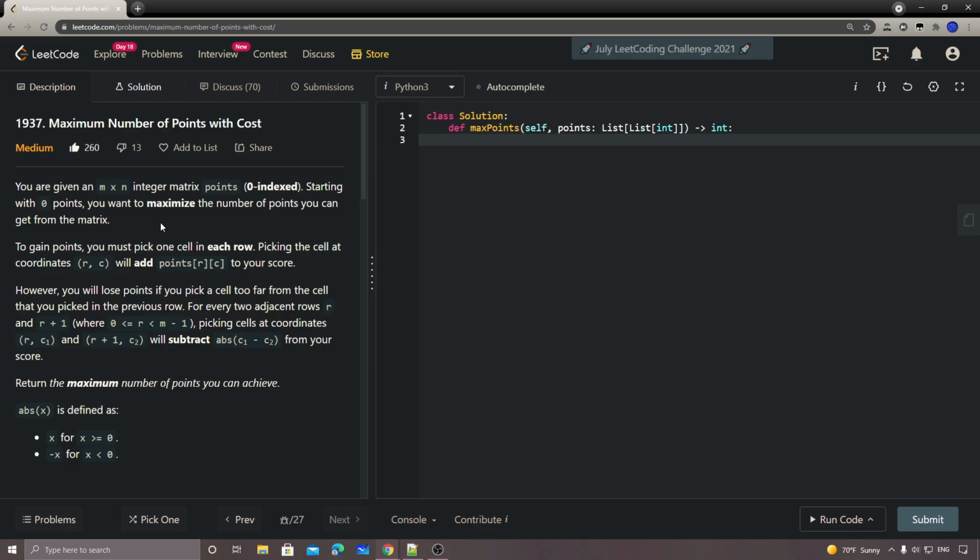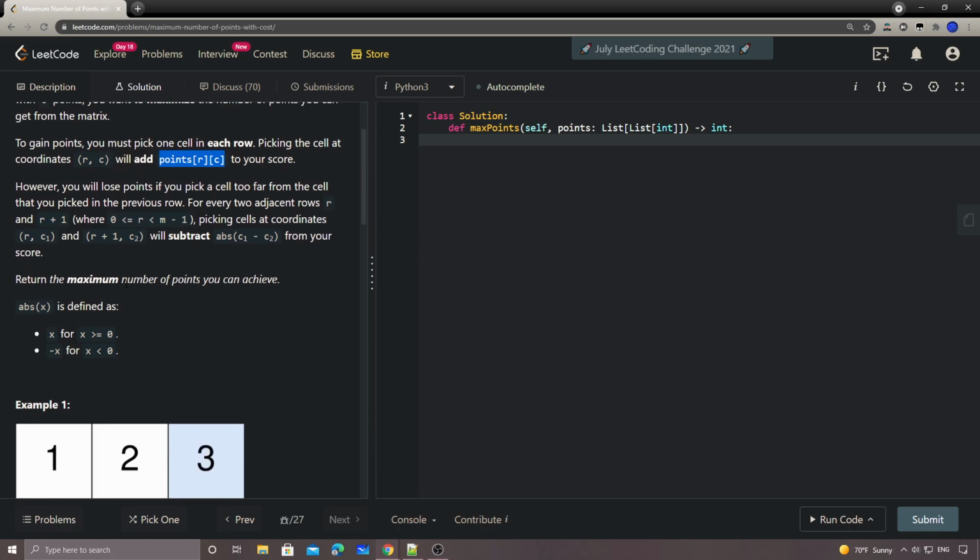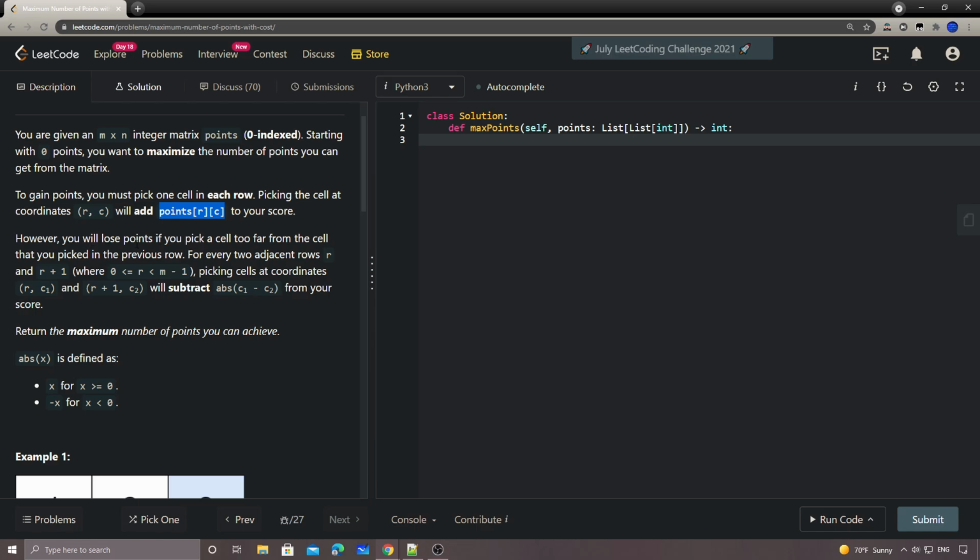So the way we're getting the points is that we will pick one cell in each row. Okay, and after that we'll get the points of this row and column. But there's a cost. So what is the cost? Basically, the cost will be the difference between the columns of two rows after picking.